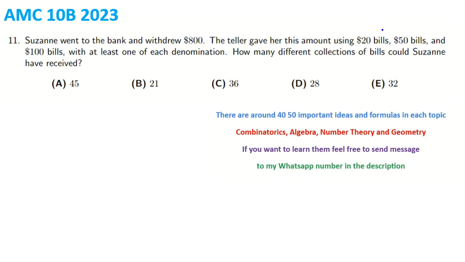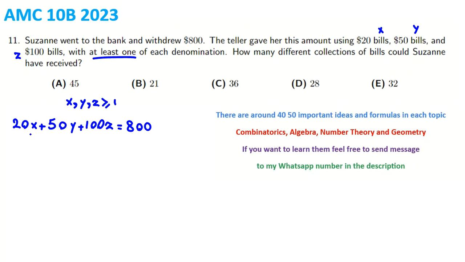Okay, so let's consider the 20s by x, the 50s by y, and the 100s by z. So we know 20x plus 50y plus 100z equals 800. We know that from each of them we have at least 1, so x, y, z are at least 1. Now I can divide both sides by 10 in the first step. So 2x plus 5y plus 10z equals 80.